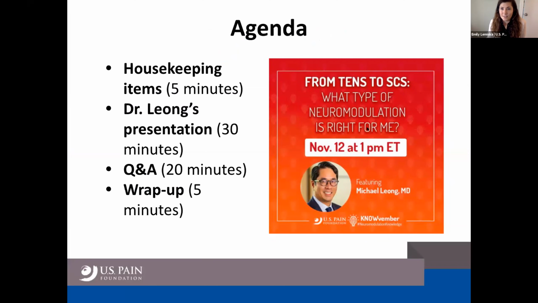So our agenda for the day is just a few housekeeping items at the beginning with me. Then Dr. Leong will give his presentation, and then we will open it up for questions, which I know we've already gotten a lot of great questions submitted. So we'll try to get to as many of those as possible, and then we'll have a quick wrap up at the end. So we'll try to be about an hour.